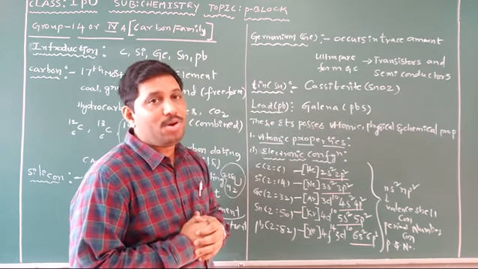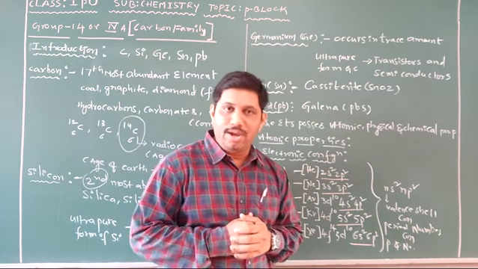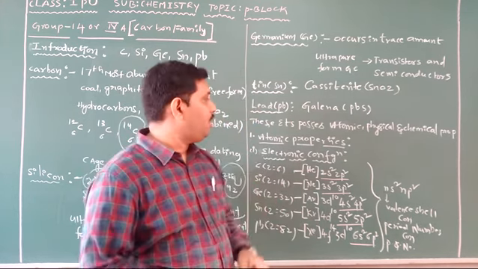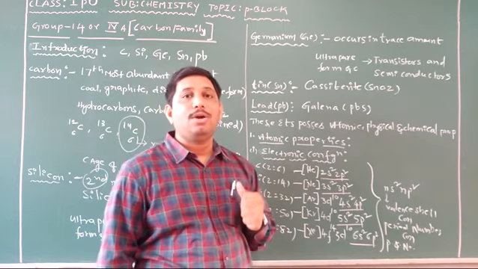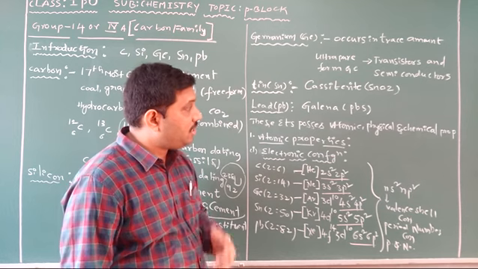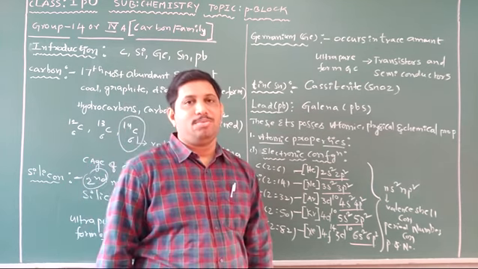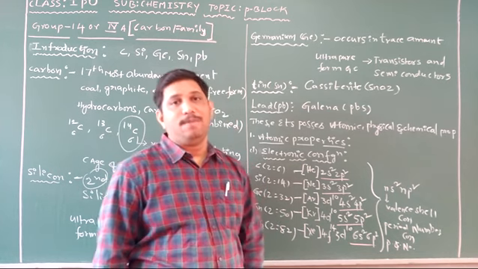Galena is a compound of lead sulfide. It's a compound of lead, which is lead sulfide. Next, student, these group 14 elements possess mainly three types of properties: atomic properties, physical properties, and chemical properties. These three we are discussing one by one.